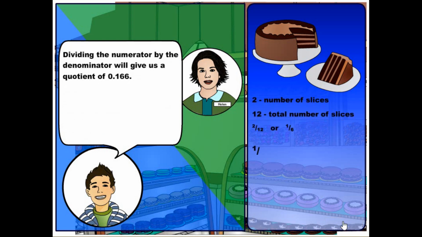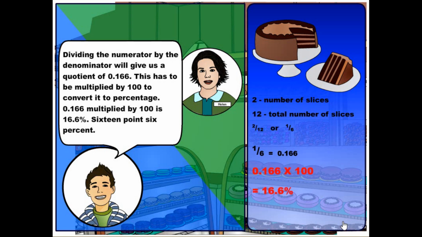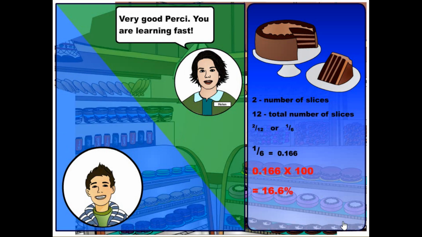Dividing the numerator by the denominator will give us a quotient of 0.166. This has to be multiplied by 100 to convert it to percentage. 0.166 multiplied by 100 is 16.6%. Very good, Percy. You are learning fast.